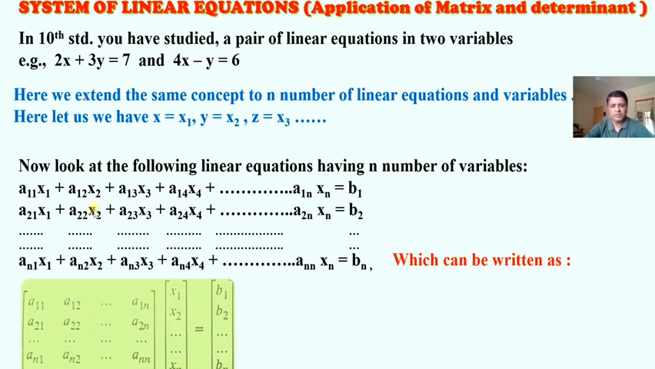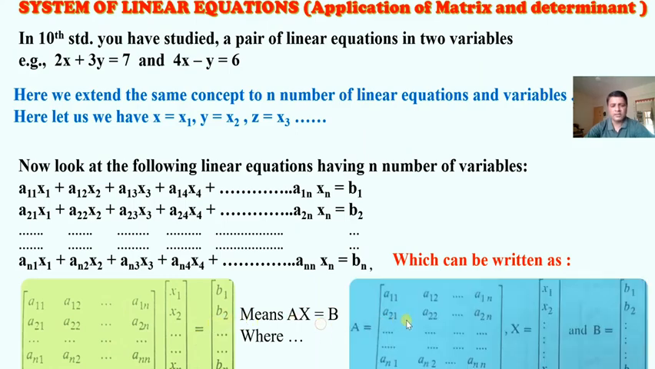If we multiply these two, we will get the first equation, and the right hand side is equal to b1, b2, up to bn. That is what we write in matrix method: AX is equal to B. So this is matrix A, this is matrix X, and this is matrix B. A is the constants matrix, this is X, and this is the B matrix.